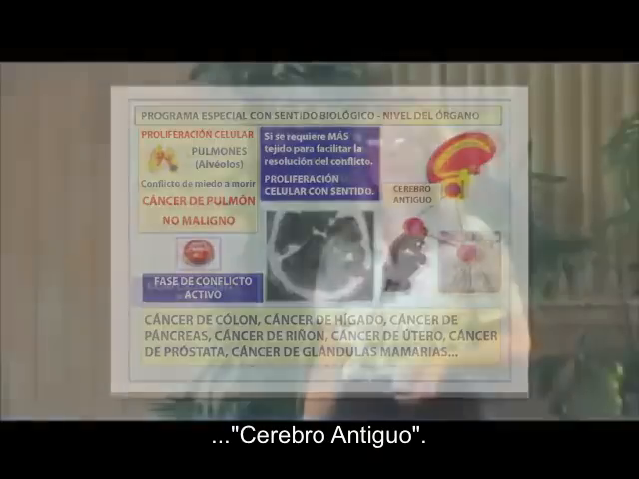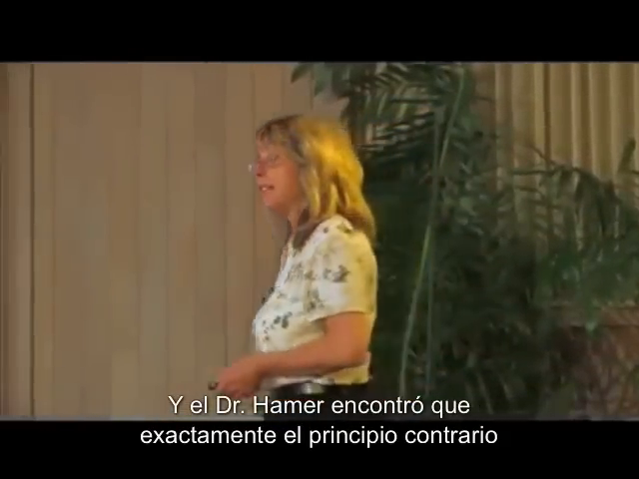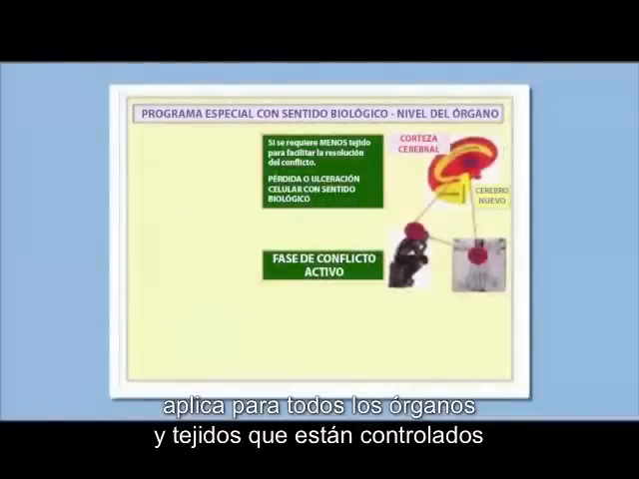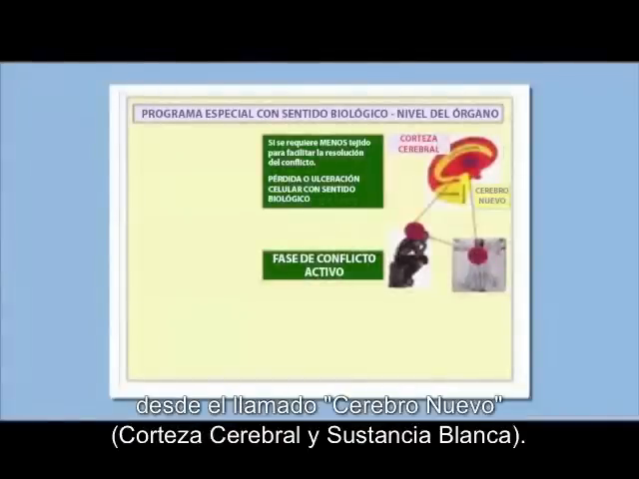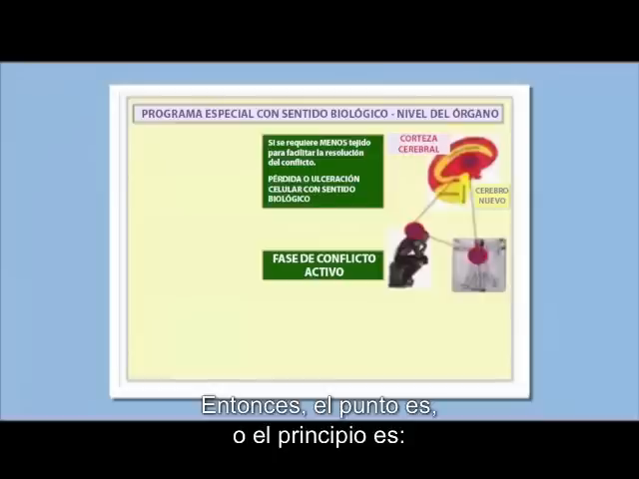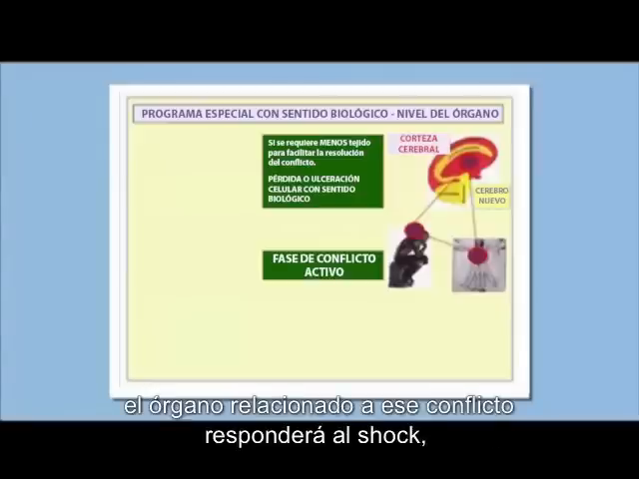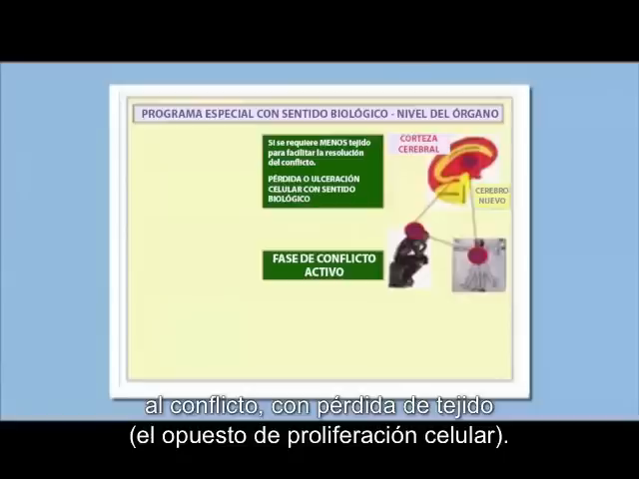old brain. And Dr. Hammer found that the exact opposite principle is the case with all organs and tissues that are controlled from the cerebrum. So the principle is, if less tissue is required to facilitate a conflict resolution, the conflict-related organ will respond to the shock, to the conflict, with tissue loss. So the opposite of cell proliferation.